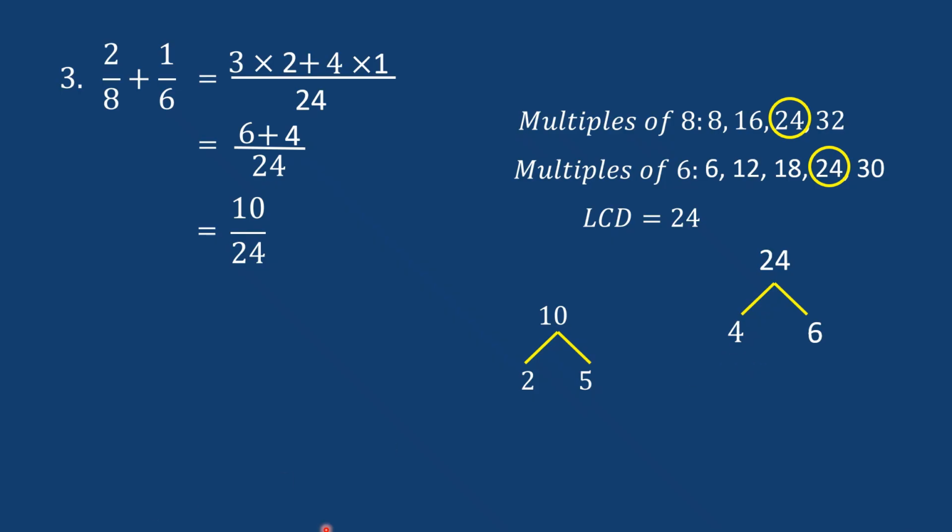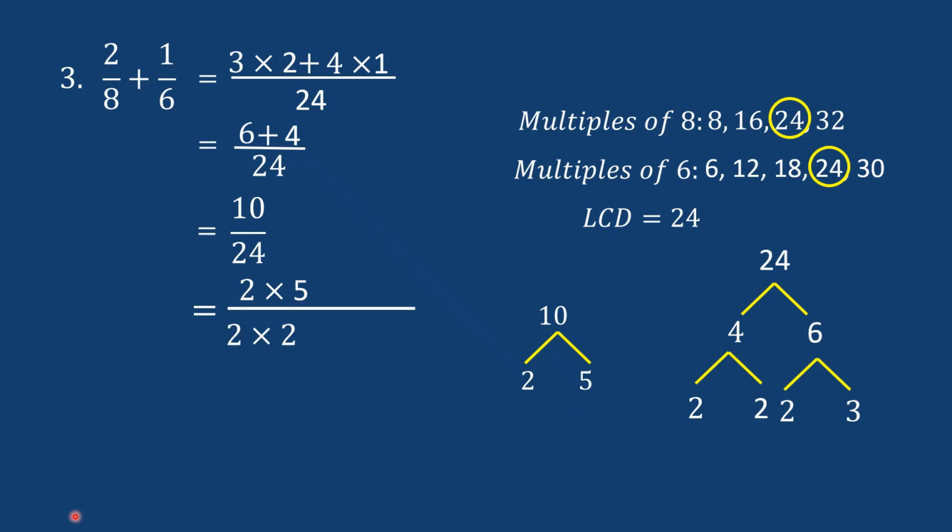So think of two numbers that multiply to 4. 2 and 2. 2 times 2 is 4. 2 is a prime number. Think of two numbers that multiply to 6. 2 and 3. 2 is a prime number. 3 is a prime number. So this is now equal to 2 times 5, which is 10, over 2 times 2 times 2 times 3. 2 times 2 times 2 times 3 is 24.